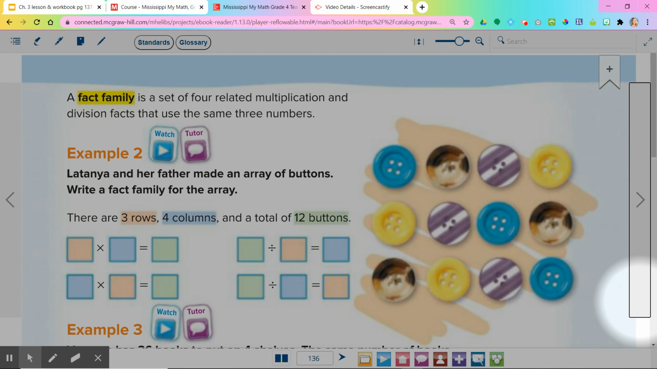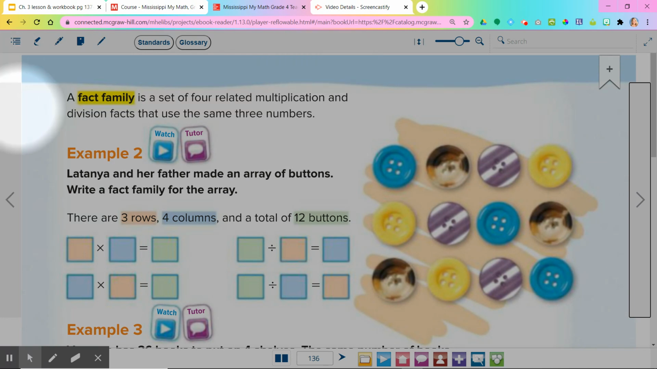This is just like the fact families that you did in first, second grade. If 3 plus 7 equals 10, then 7 plus 3 equals 10. And you could subtract: 10 minus 3 is 7, and 10 minus 7 is 3. So let's look at these fact families for this example 2.